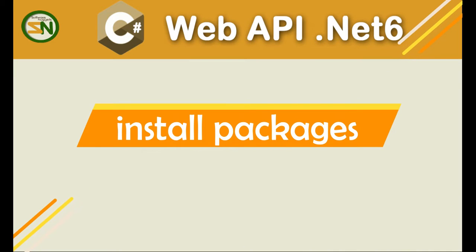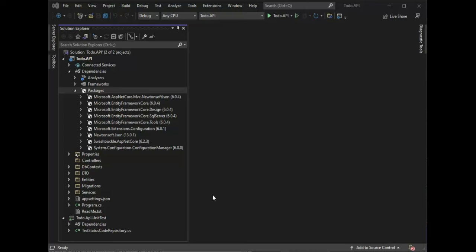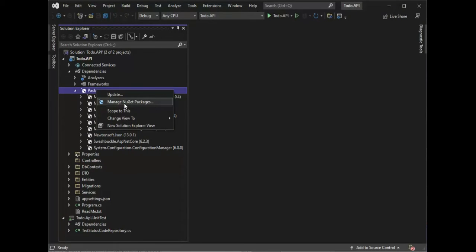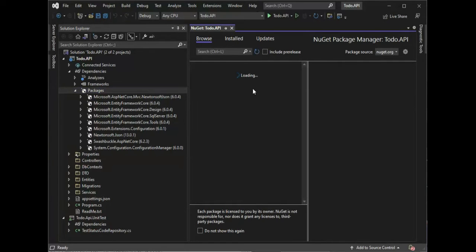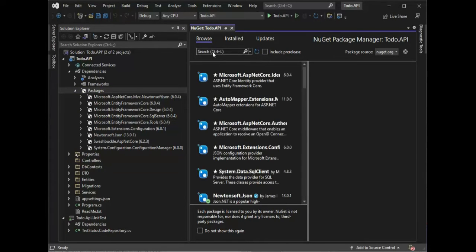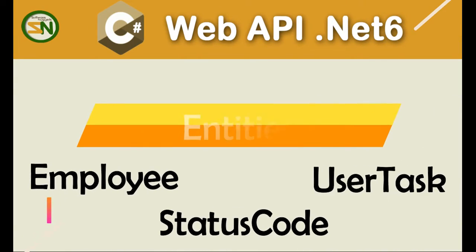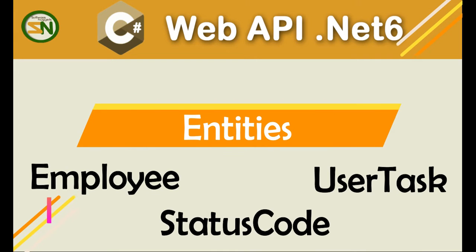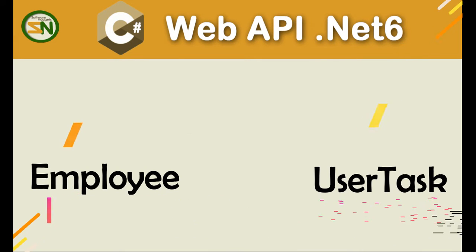It's time to install some packages. This project has a lot of packages, 9 of them. Let's make sure you get all of them installed. Now, if you're unfamiliar with how to install packages, just right-click on Packages, Manage NuGet. See this search on the Browse tab? Just type in each of these and install them. It's that simple.